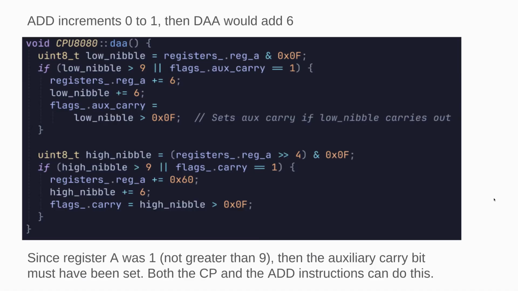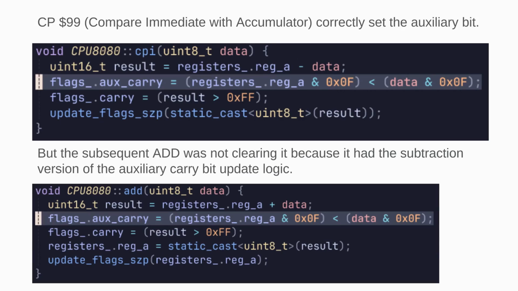We also know from the debug printout that the carry flag was not set either. So that's our culprit, right? It's increasing the accumulator register by 6. And so add increases it by 1, DAA adds another 6, that's 7. So the auxiliary bit is being set correctly first by the comparison of an immediate data with the accumulator, but then it's not being cleared by the add instruction.